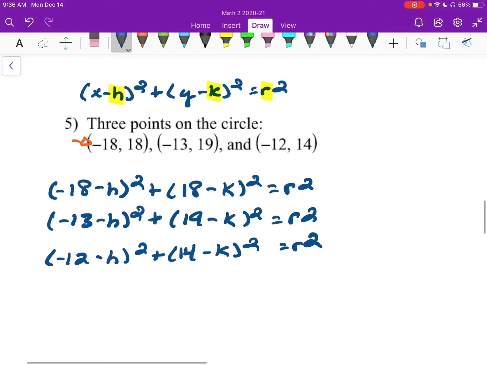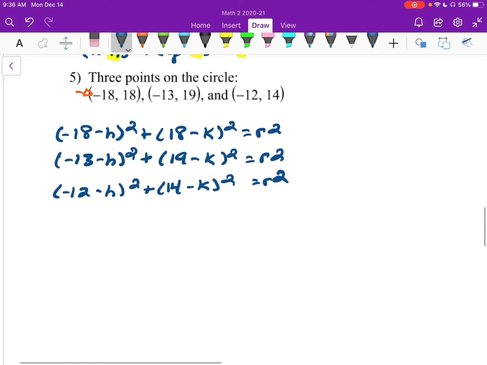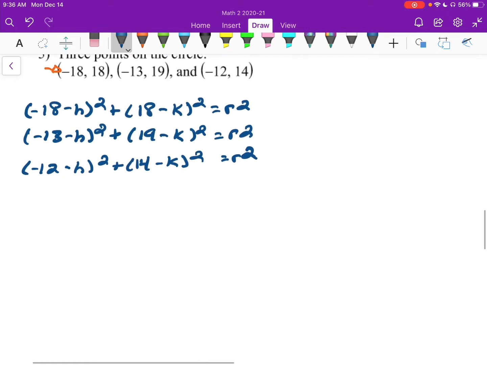I have 3 equations for our 3 points. We have 3 equations and 3 variables, otherwise known as 3 equations, 3 unknowns, and we can solve from this. The first thing I'm going to do is start off by distributing my square out on all these. I'll do that to all 3 of them.